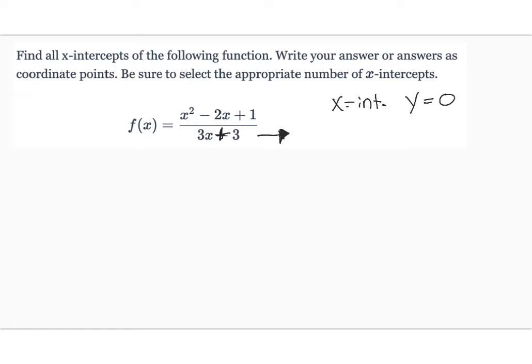So x-intercepts, we're worried about the top. I just have to make sure that those don't interfere with our domain. So we know that 3x plus 3 cannot equal 0. That means that x cannot equal negative 1. For x-intercepts, we're going to set the whole thing equal to 0.